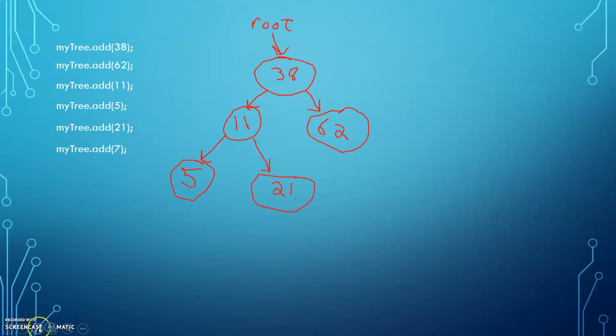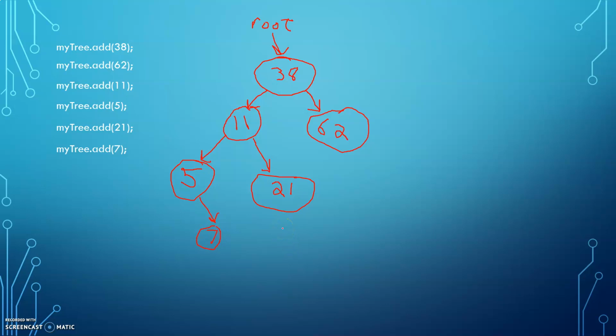But again, we'll begin. We compare the 7. We always start off at the root. Cursor equals root. And so the 7, well, 7 is less than 38, so we go left. 7 is less than 11, so we go left. 7 is greater than 5. Well, we can't go right. So then the new node is created to the right of 5, which has the value 7.